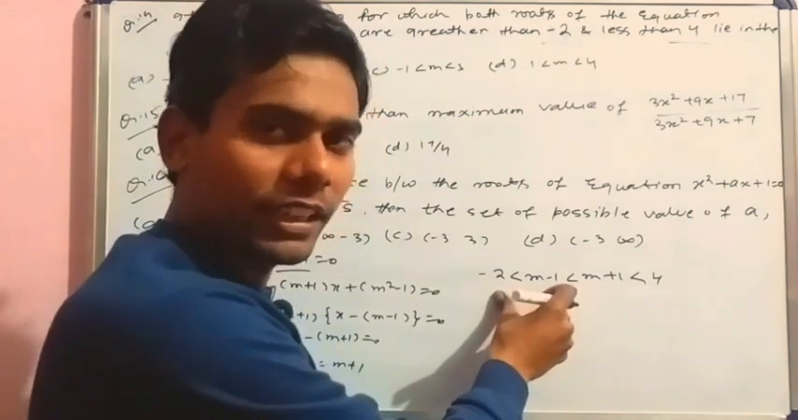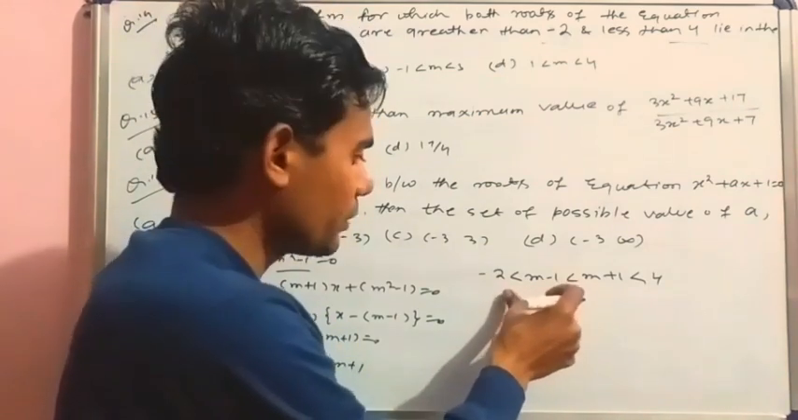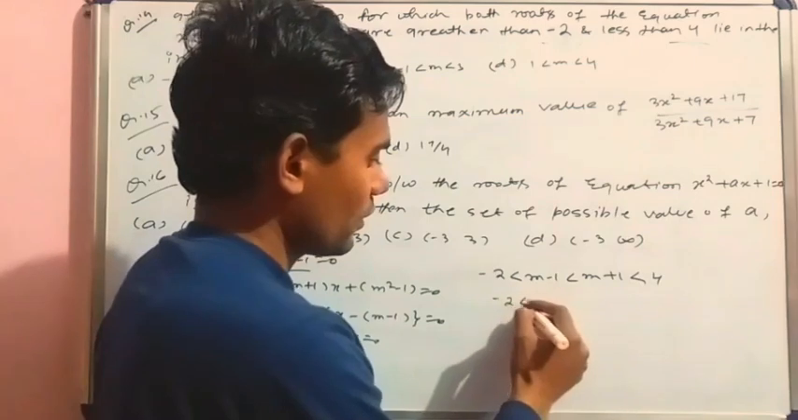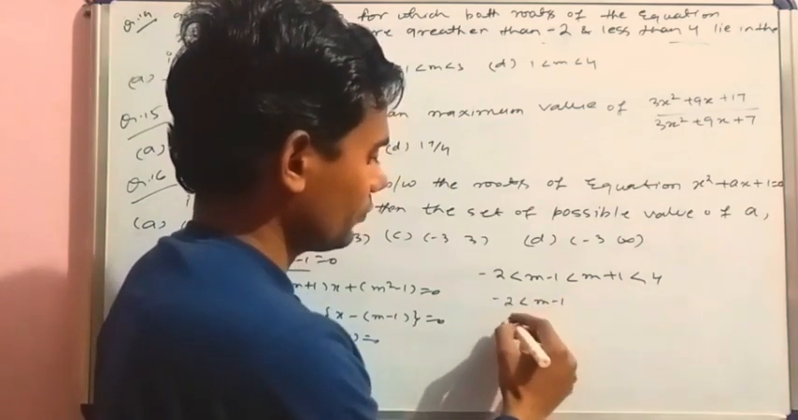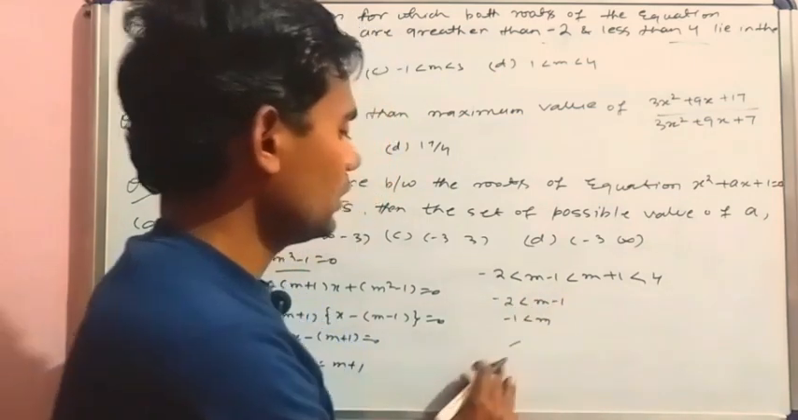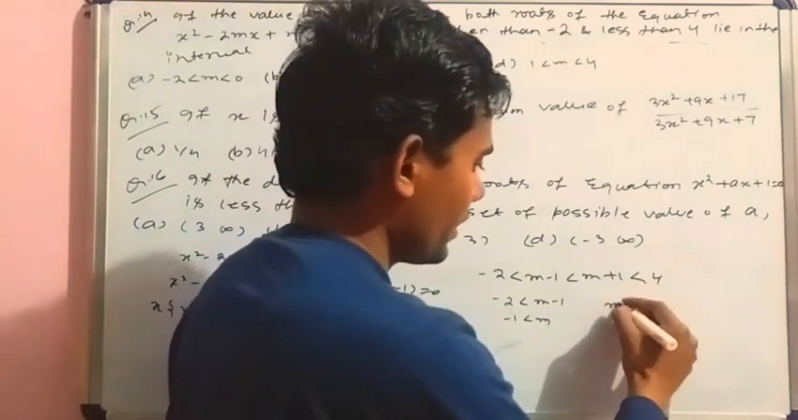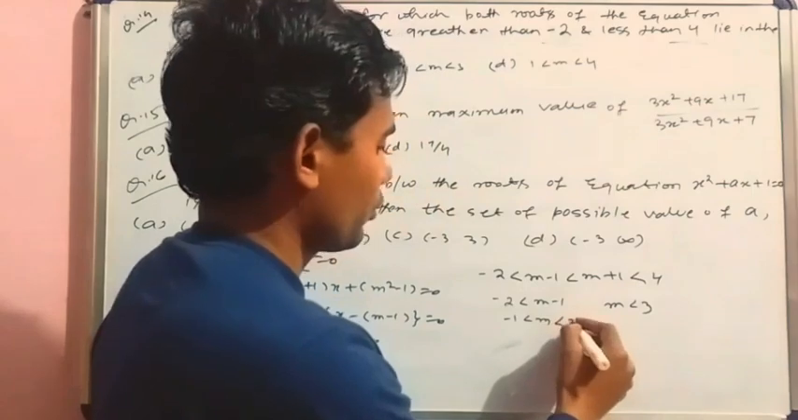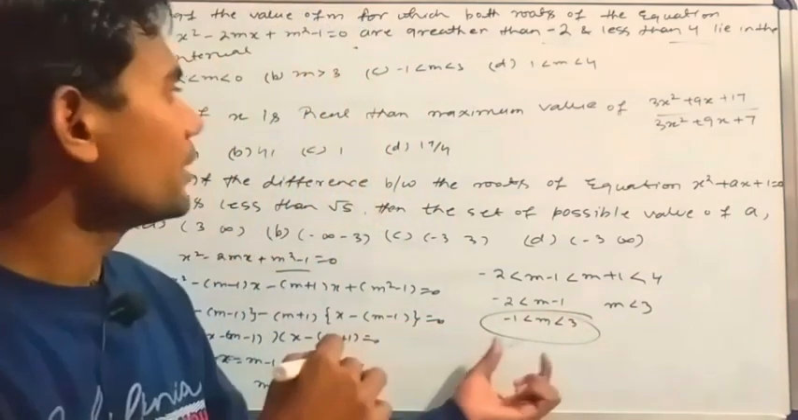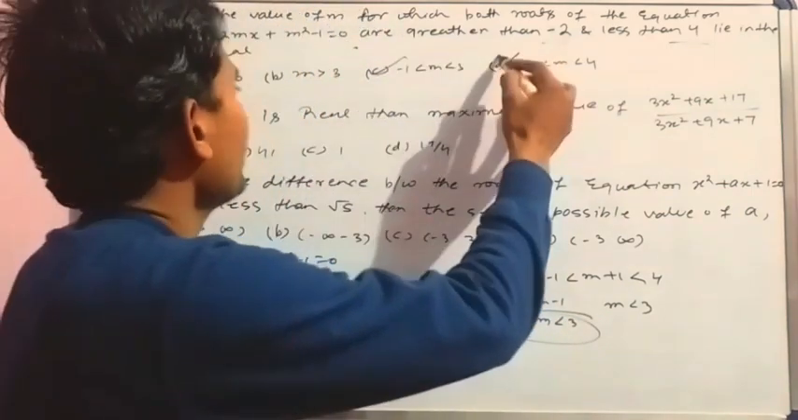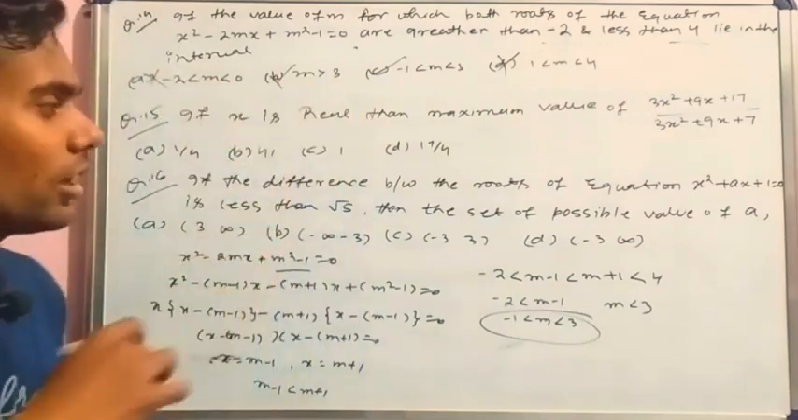First we take the first two conditions, minus k1 is less than m, and m is less than 4. Then we see that m lies between minus 1 to 3. Then C is the right option, and A and B are wrong options.